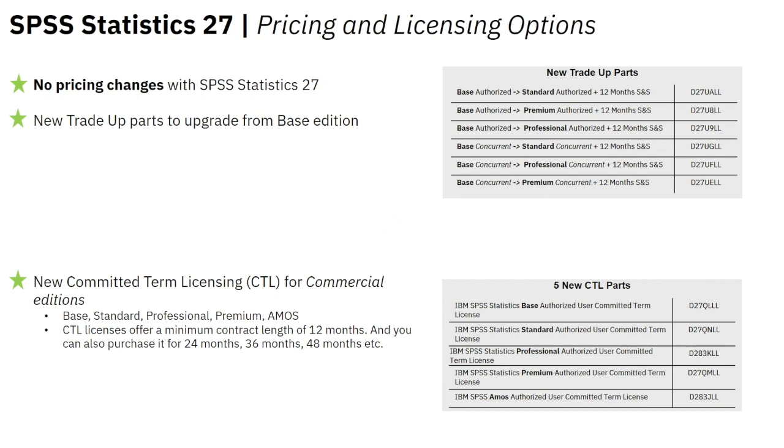That's for users who are looking for a longer term period but don't really want to buy a perpetual license. They don't want to own the software forever. Maybe they've got a project that lasts 24 months or 36 months, and that's the only time they're going to be using SPSS. So it makes more sense to buy the CTL license as opposed to a perpetual license.